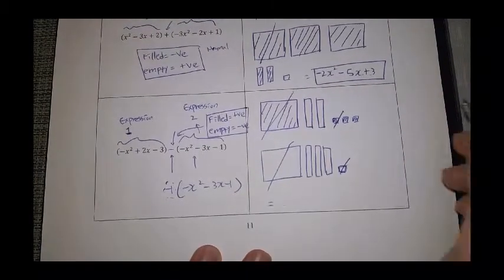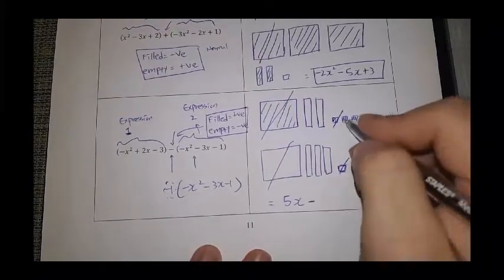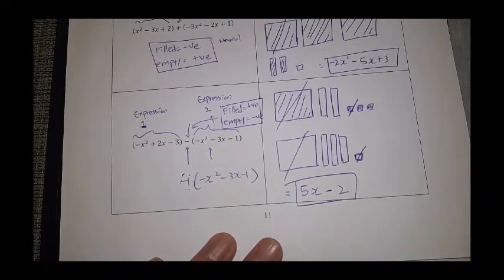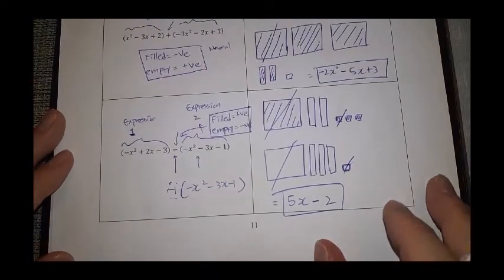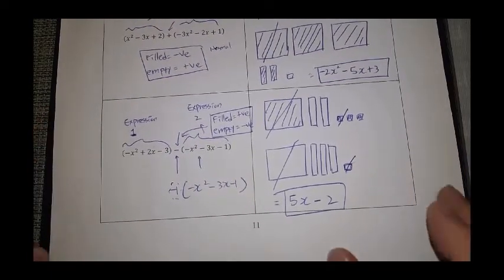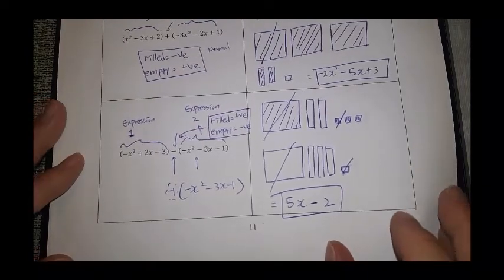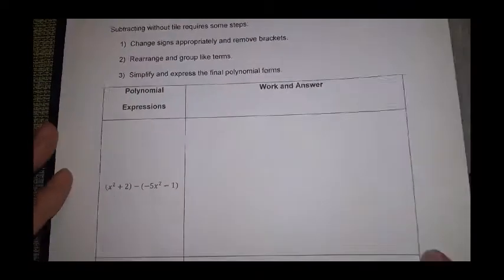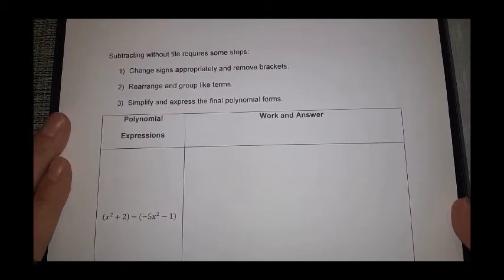So as a final, I have 1, 2, 3, 4, 5, 5x minus 1, 2. There you go. That's how you do polynomial subtraction when we have the front as a positive and the second one as a negative or something like that. To be fair, as you may notice, it does take quite a long time if you think about it.